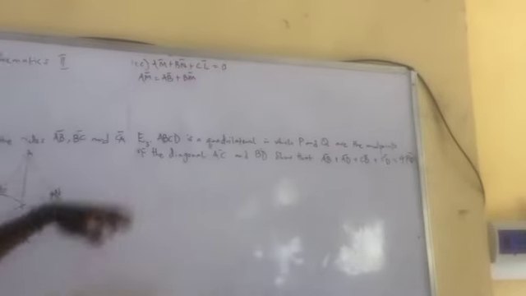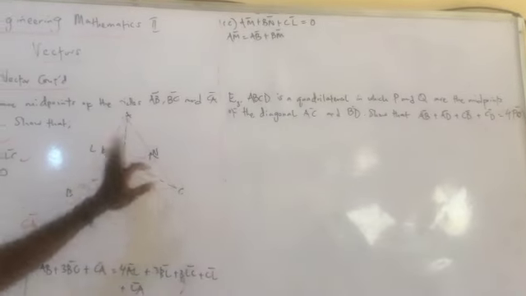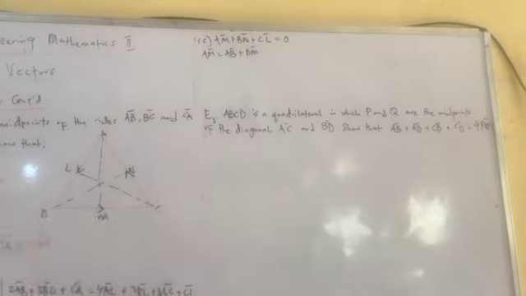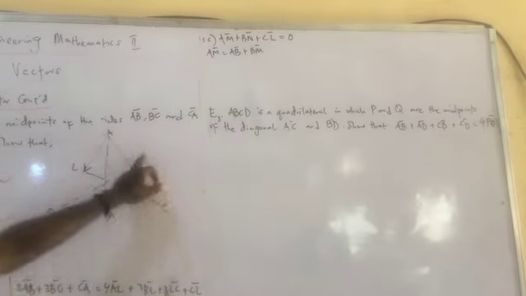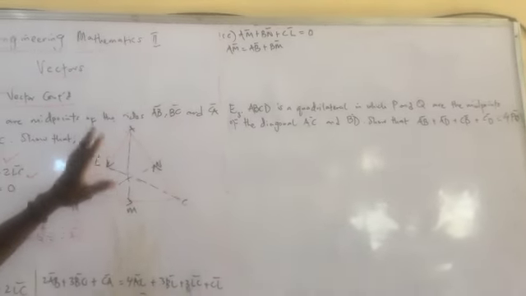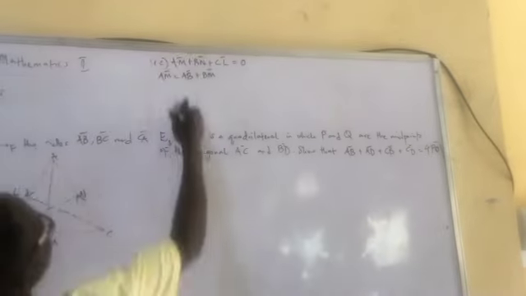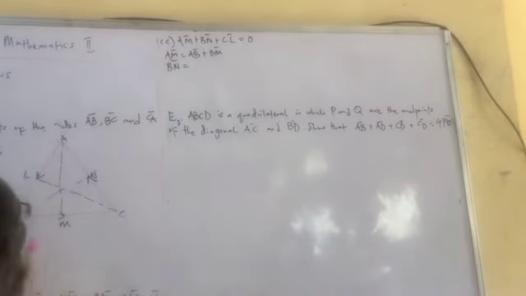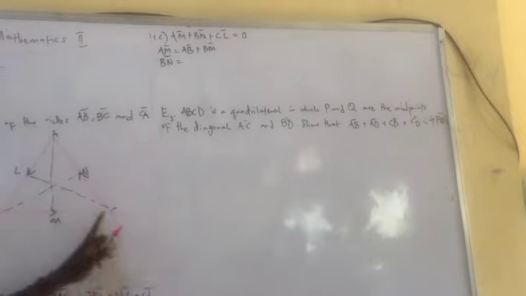Now for BN, this is BN, right? You can say BN is BC plus CN. You can also say it's BA plus AN. But let's use BC plus CN. The reason why we are choosing it, I will make clear when we are done. So BN is equals to BC plus CN.